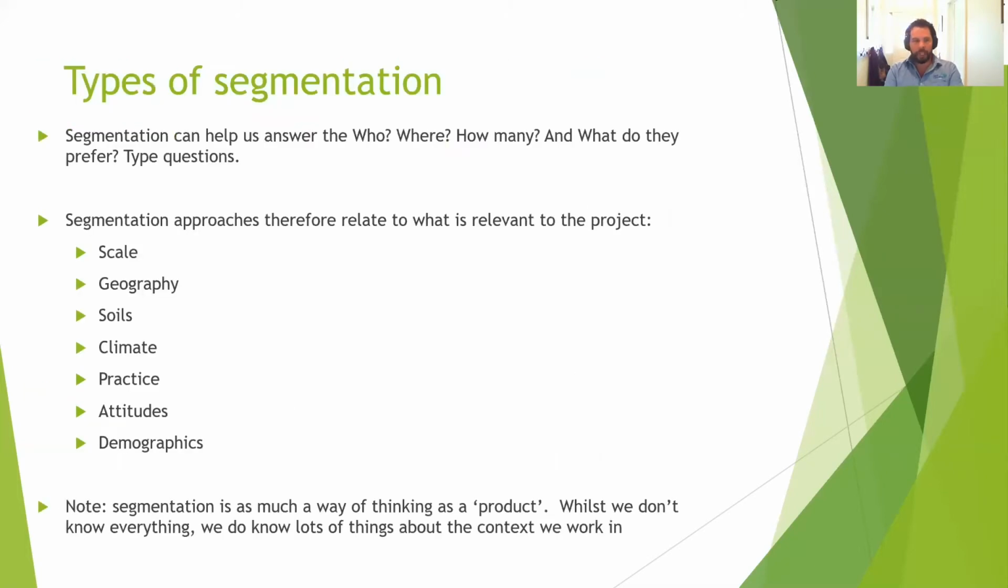The types of segmentation that can help us with who, where, how many, and what do they do, that we've had experience with using before, is we can segment based on scale of operations. So these are classic economic metrics that are often used in agriculture. The biggest producers, the ones who are the most productive, the most profitable potentially, some of these things that are about size differences we can use to chop up our segments, our audience, and think about them differently.